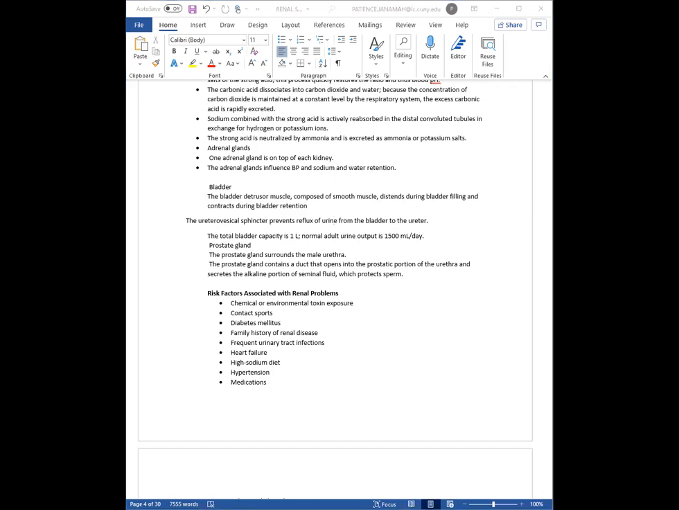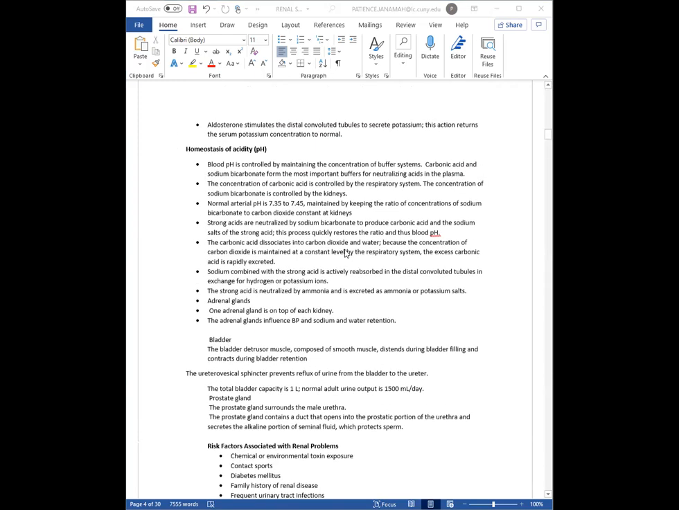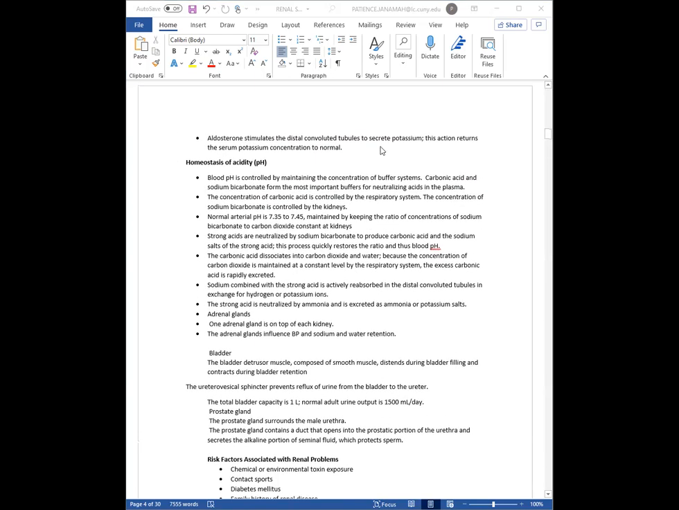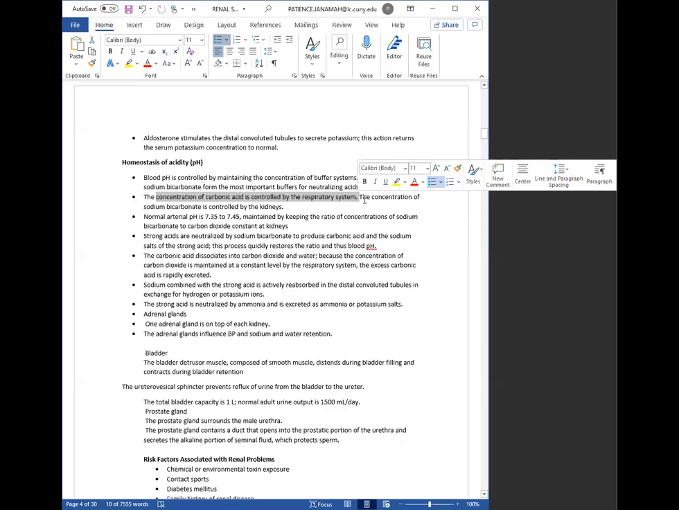When the pH is acidic, how can it be regulated? I have the process here, I just didn't show it. The concentration of carbonic acid is controlled by the respiratory system. The concentration of sodium bicarbonate is controlled by the kidneys. So take note of this statement: carbonic acid is controlled by the respiratory system. This has to do with airway. This is where we have metabolic acidosis and alkalosis. So we have the metabolic aspect and we have the respiratory aspect of it.